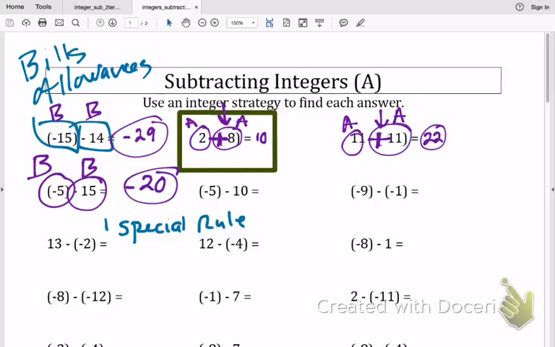We're going to move on. We're almost done. Okay, this one right here, this is a bill. This is a bill. Okay, we have a bill for 5 and a bill for 10. You put those bills together, you owe $15.